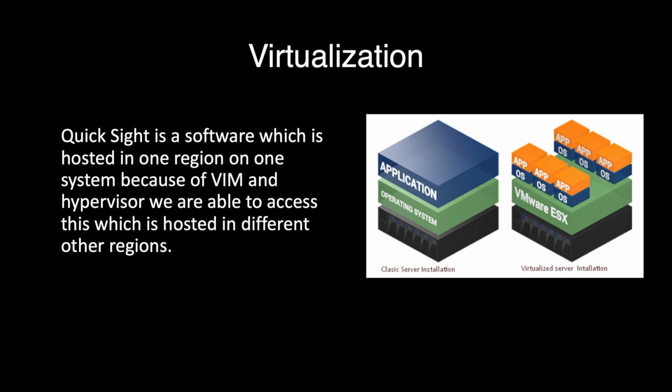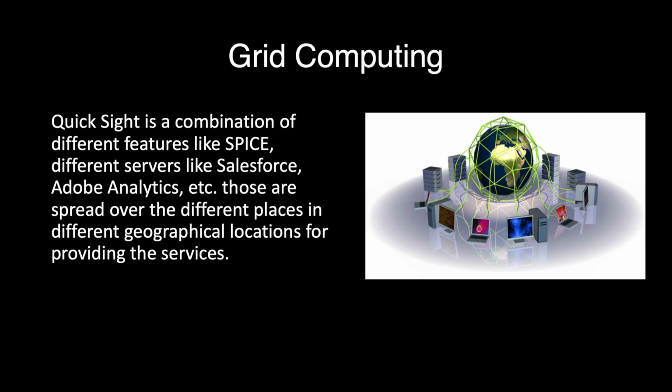Coming to virtualization, QuickSight also hosts a VIM and the hypervisor, which further accesses the host in the different regions. Grid computing for QuickSight is a combination of different features like SPICE and different servers like Salesforce, Adobe Analytics, etc. These are all spread over different geographical locations to provide accurate services to the end users.